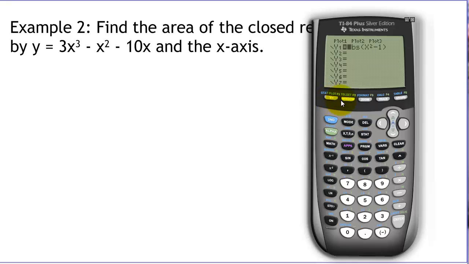So let's go back to our y equals here and type in our function. 3x cubed minus x squared minus 10x, and let's graph that.